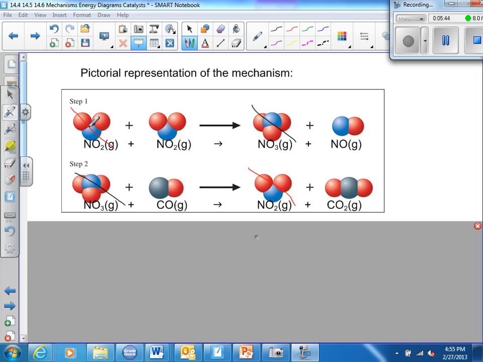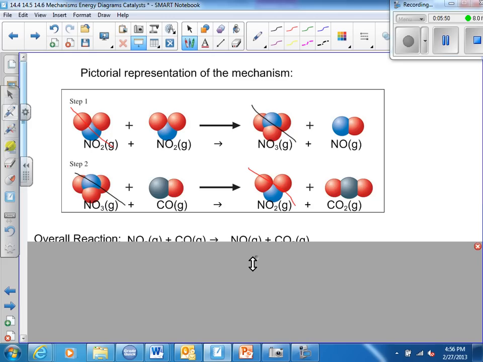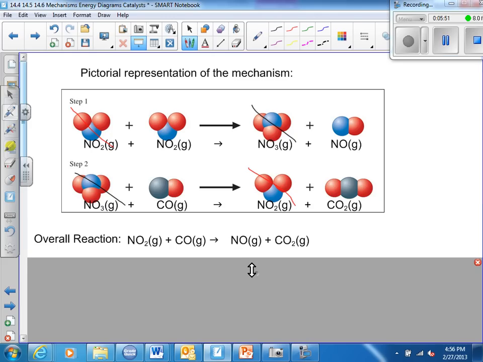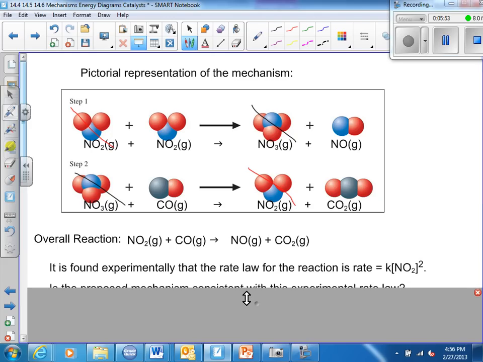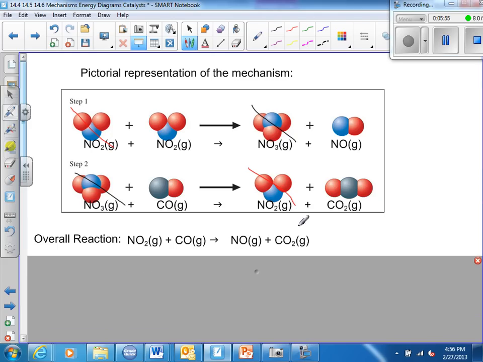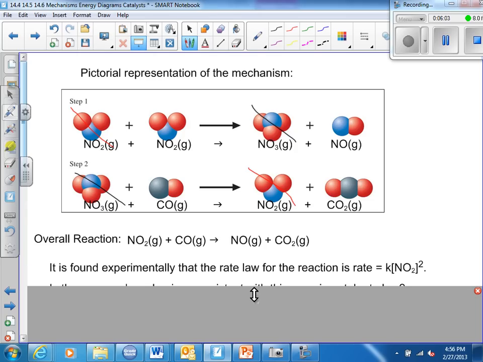The NO2s cancel out, one of them does, the little Mickey Mouses, and the NO3s cancel out, and we get our overall balanced reaction. So we have found that this mechanism is consistent with the overall balanced reaction. Now we want to see if it's consistent with the rate law.